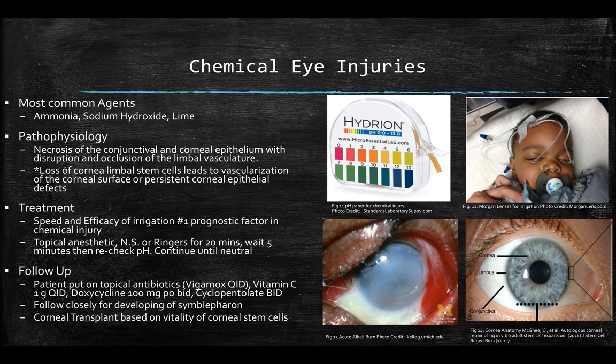You're also going to consider putting them on cyclopentolate twice a day to keep the eye itself from spasming due to all the inflammation. You're going to want to follow them closely in the outpatient world for development of symblepharon. Symblepharon is just adhesions developing between the conjunctiva and the cornea. And then also you'll want to consider a corneal transplant based on the vitality of the corneal stem cells. We talked about that.